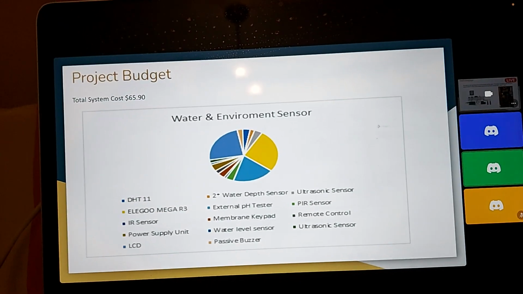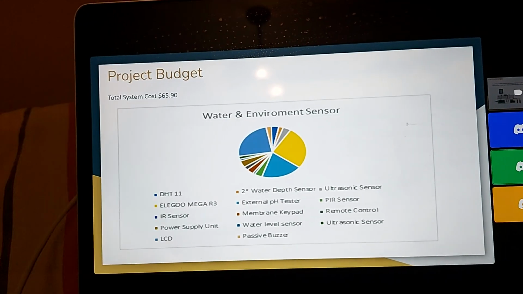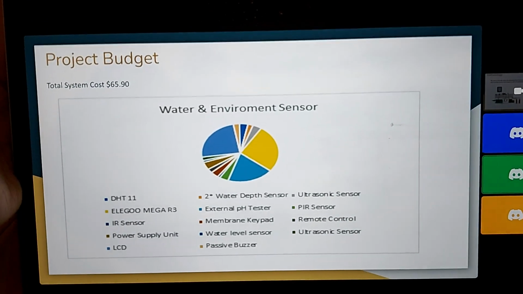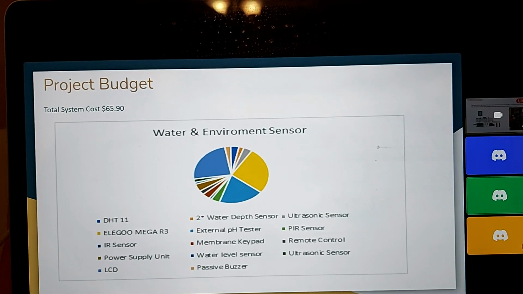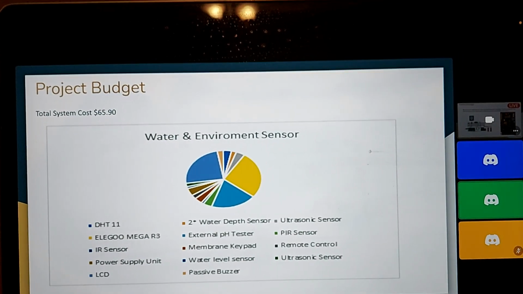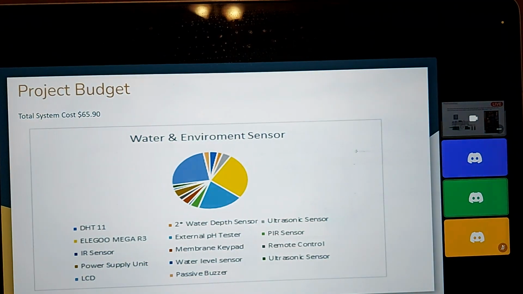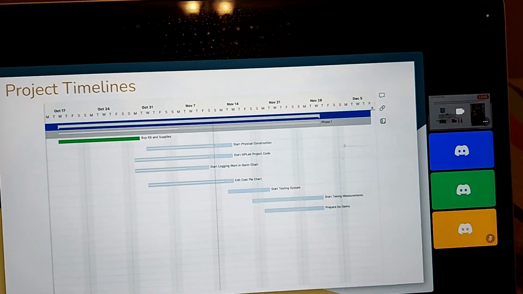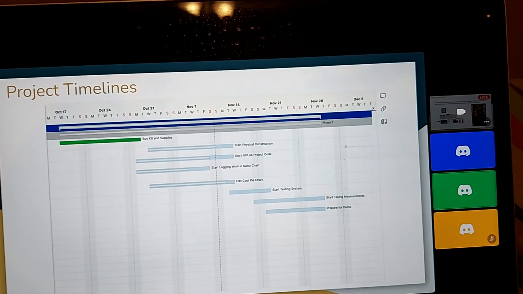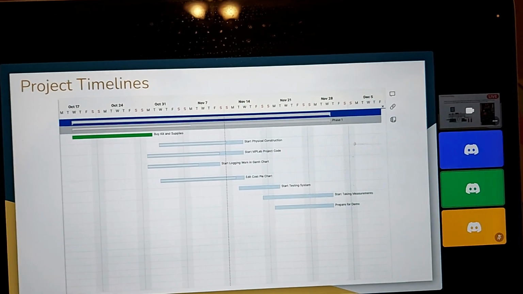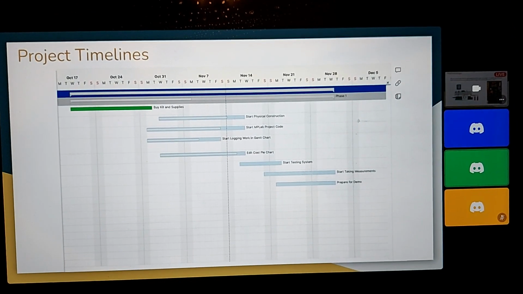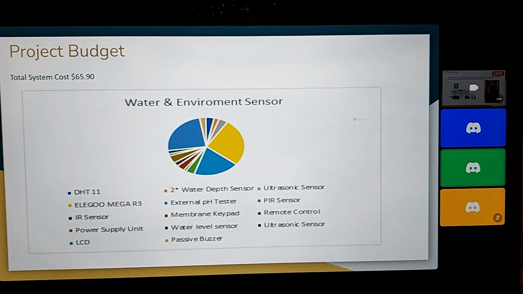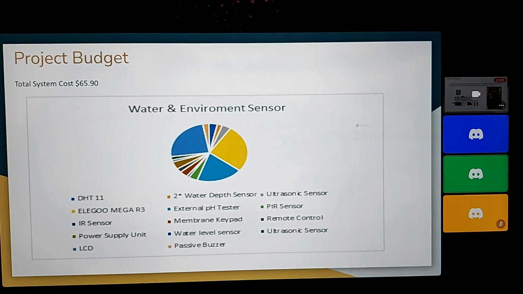Total system cost was actually a little bit under $65. We were unable to use a few of these sensors like the remote control, the PIR sensor, the external pH tester, but we are still including them in the price. And the IR sensor is also not something we could get working. And we used 2 PIC 886F kits, and we did not use the Mega R3 kit in our project, which is just one.